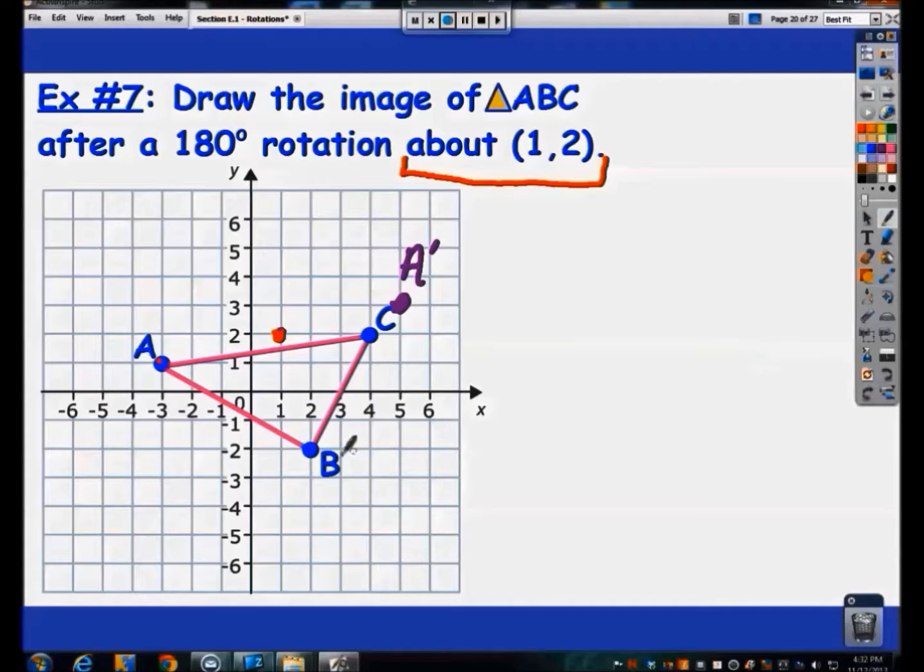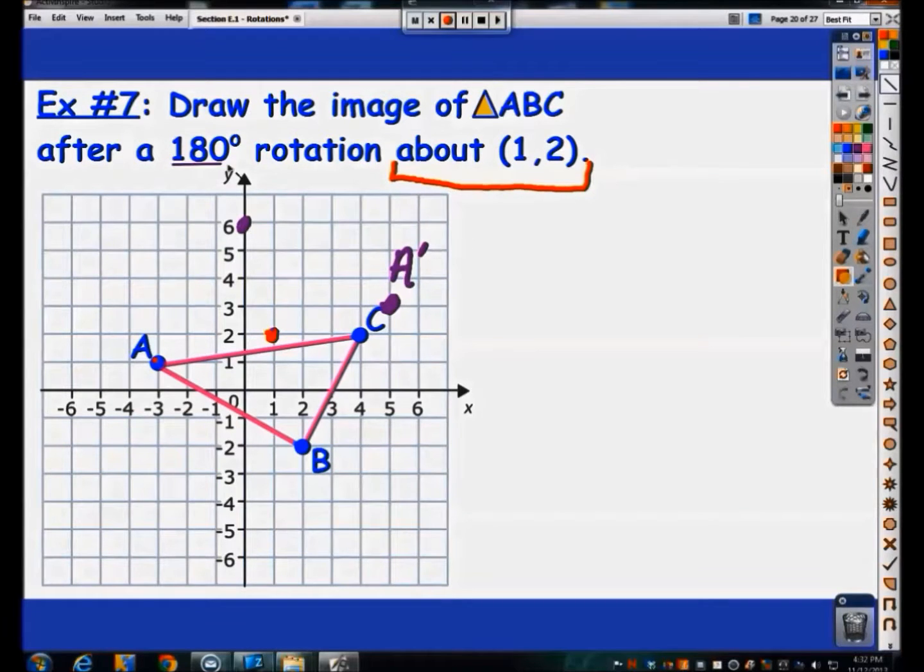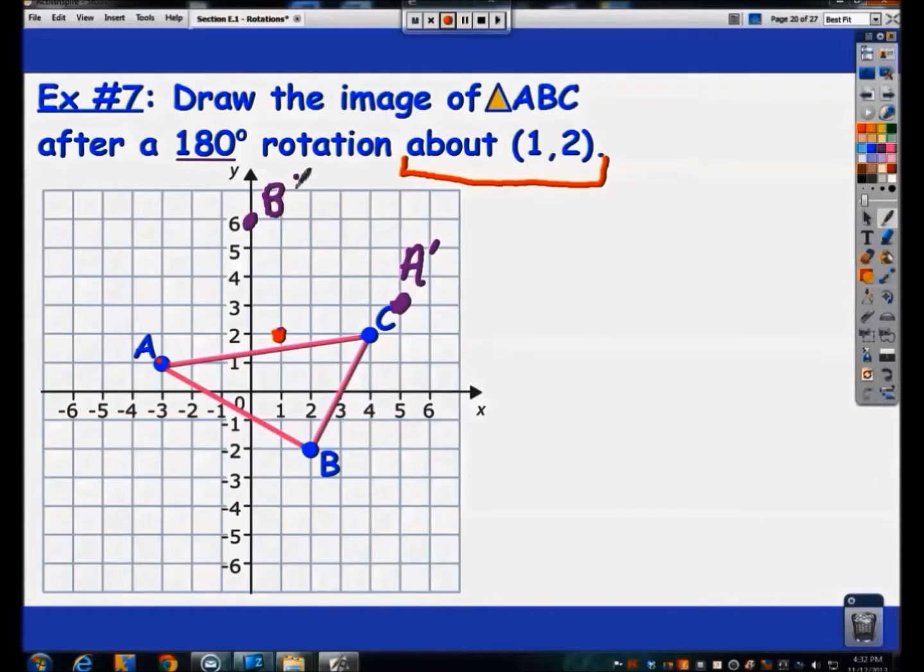All right, so now let's do B. Well, B is down here, but how far away is it from the center of rotation? Again, let's use slope. We're going to go up 1, 2, 3, 4 over 1. Repeat: 1, 2, 3, 4 over 1. Does it look like those 3 points are collinear, all making a straight line with each other, aka 180 degrees? If I connect the 3, they connect perfectly, so they are collinear. So B prime is located up here at (0, 6).